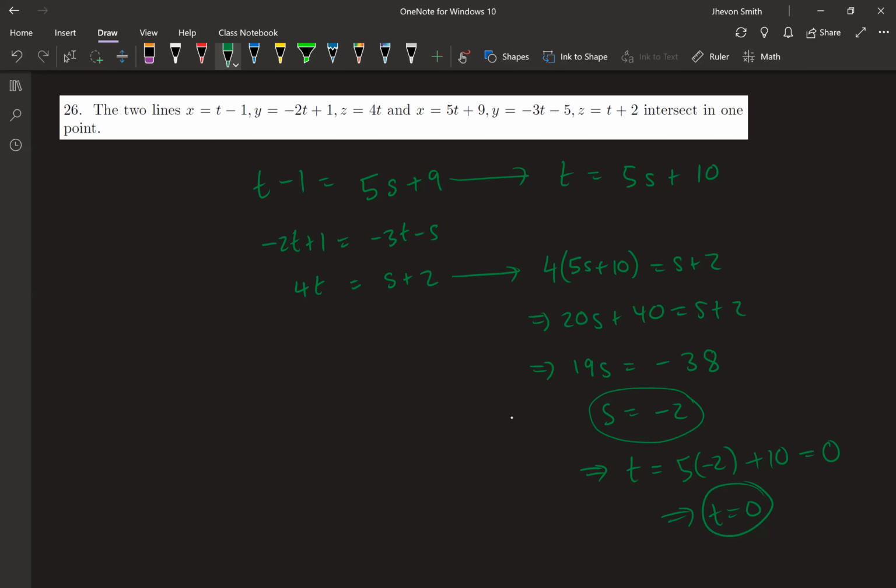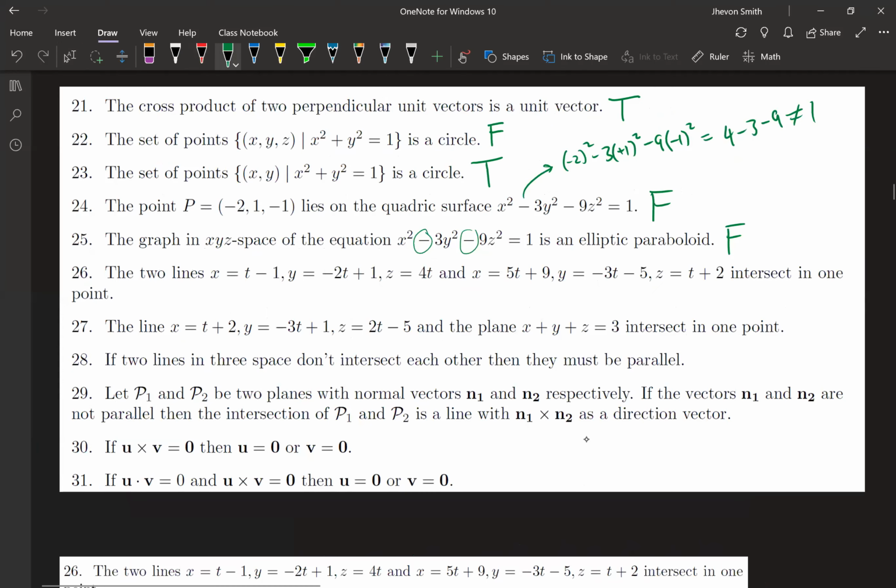Now you just see, does this work? So if I plug in t equals 0, I get 1 on that side. This should be s. Now, if I plug in s equals minus 2, that would be 6 minus 5, which is 1 on that side. So it actually checks out. And so it's true. These guys do intersect.